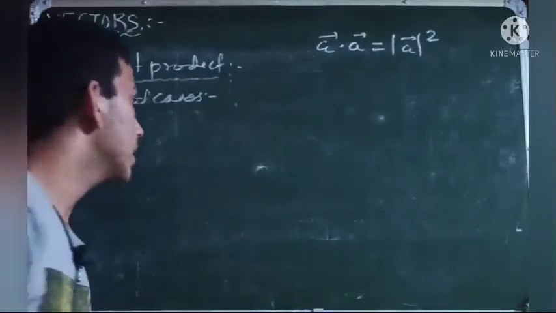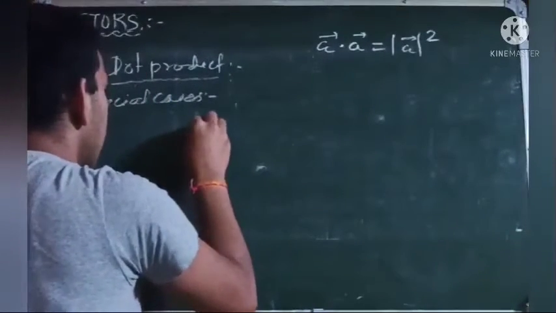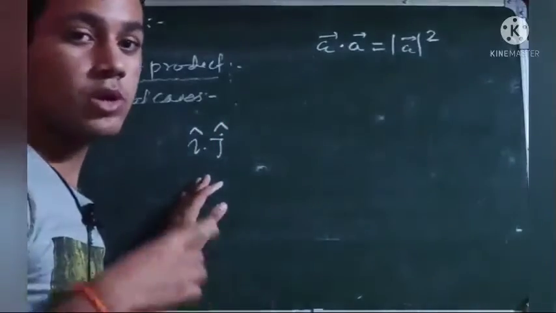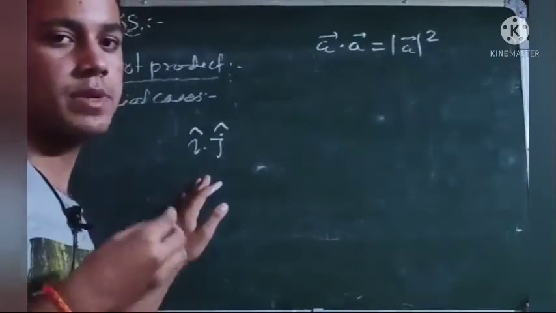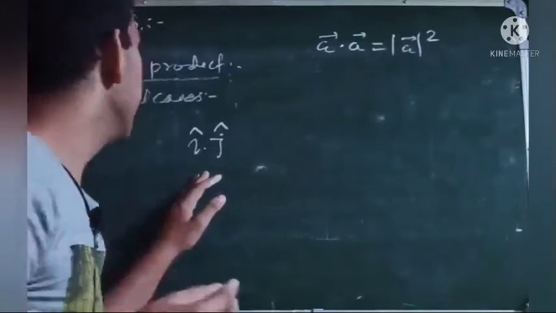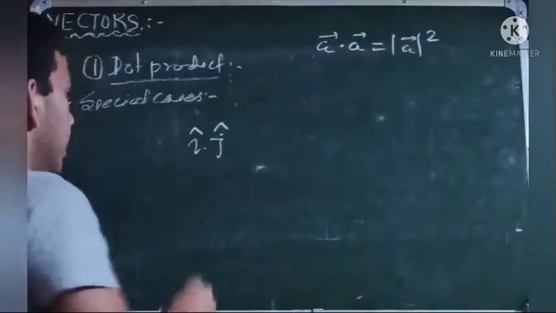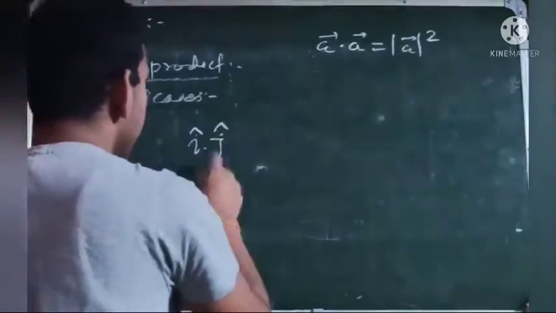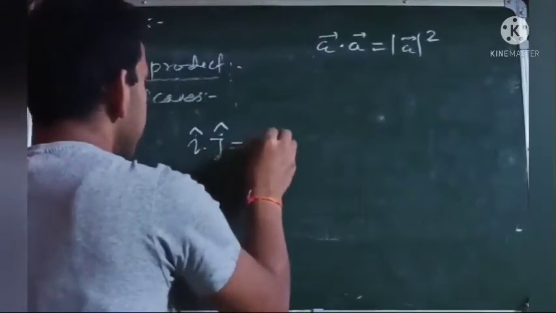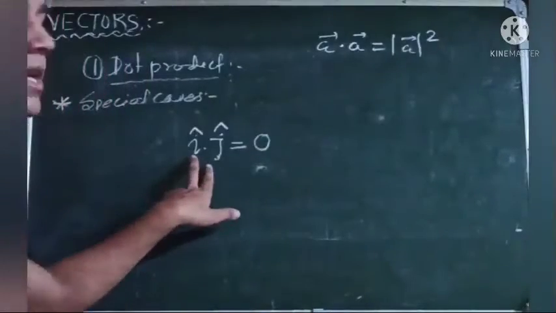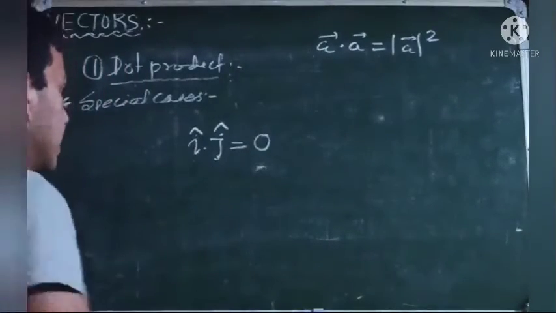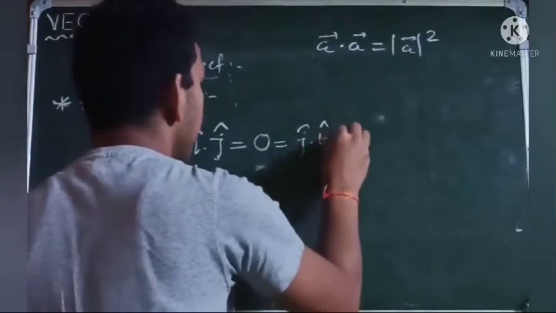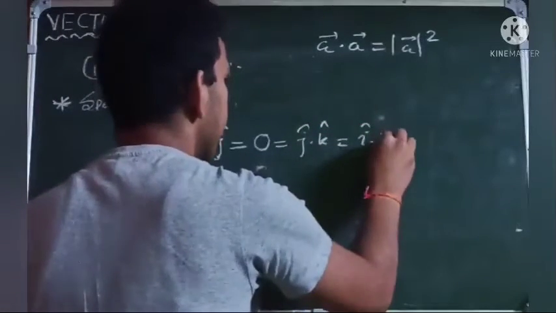Using this concept, we can write i cap dot j cap. We have already seen that i cap dot i cap is equal to j cap dot j cap equal to k cap dot k cap is equal to 1. And from the concept that we have already learned, i cap dot j cap is going to be 0, because these two vectors are perpendicular vectors. Similarly, it will be equal to j cap dot k cap, and it will be equal to k cap dot i cap.